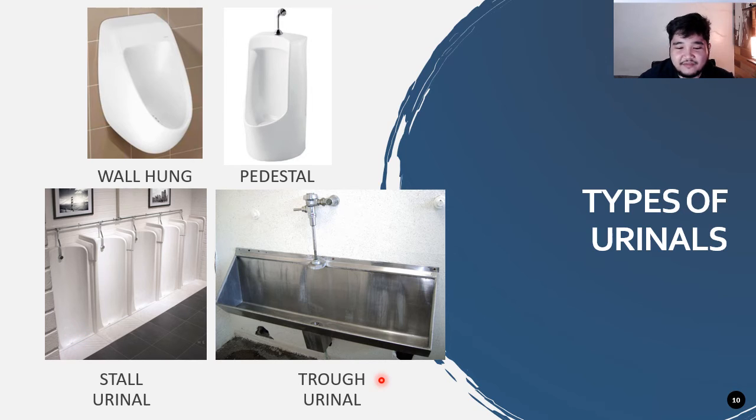Then of course we have the fourth one, which is the trough urinal. This is common in Europe, especially in Eastern Europe, where there's just a stainless steel trapezoidal trough, and then you just pee into it. Of course, this can be uncomfortable for others to use because there's no division. Men would just pee side by side, sometimes touching shoulders. So luckily, this is not that common or prevalent in the Philippines.